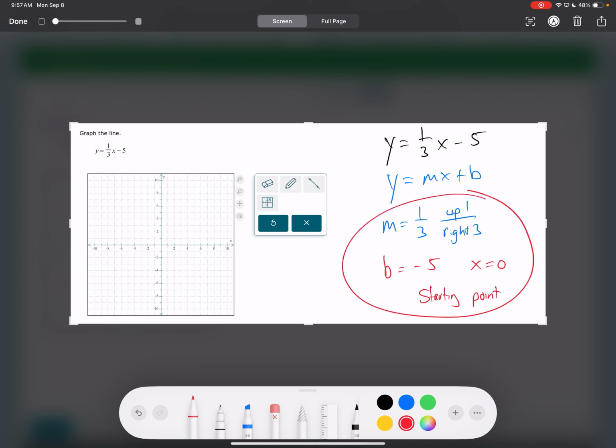So this is the information that I want on your show your work page that you'll see. I don't want you to draw the graph on this one because Alex is testing you on that. All right, so we start at -5, at y equals -5, and then I go up 1 to the right 3. And that is my graph. I started at 0, -5, and I went up 1 to the right 3.